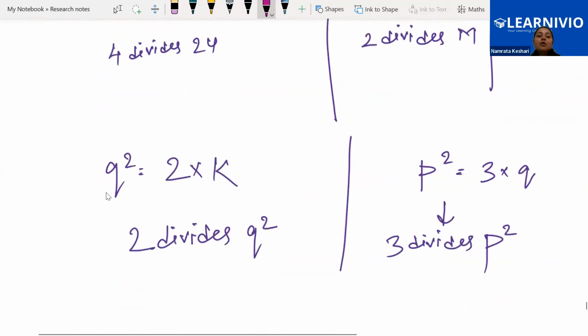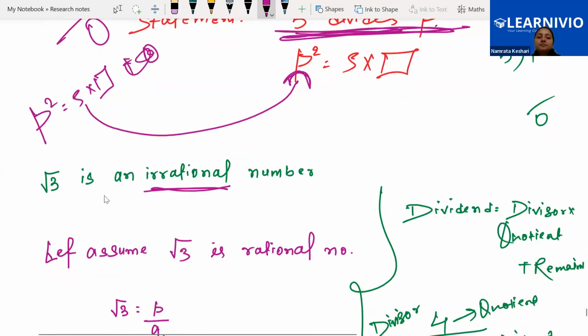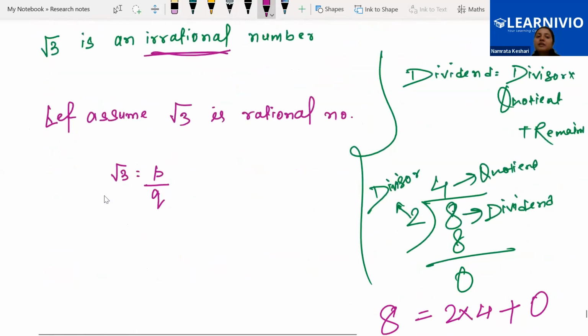So we are going to take the assumption that root 3 is a rational number. Since it's a rational number, definitely we can write it in the form of p by q. Now here we are taking the assumption where p and q are a pair of co-prime numbers.